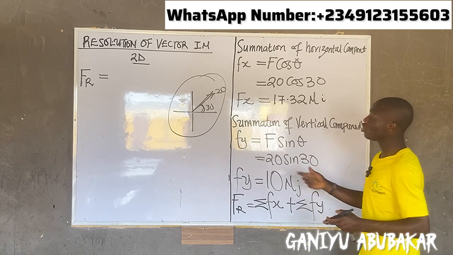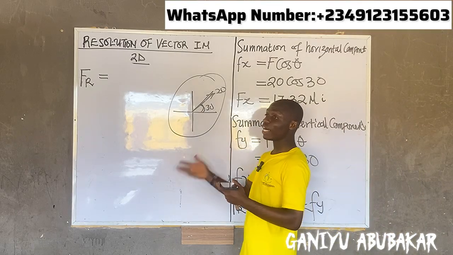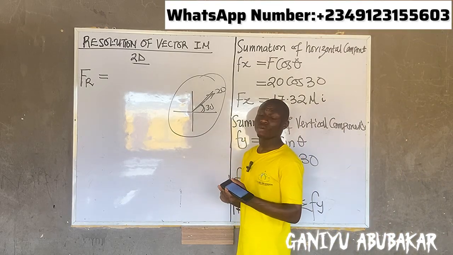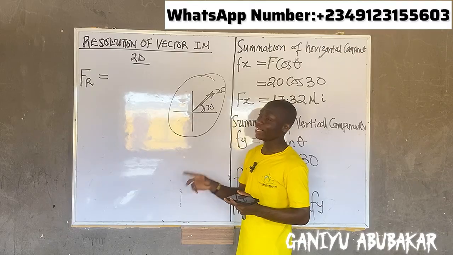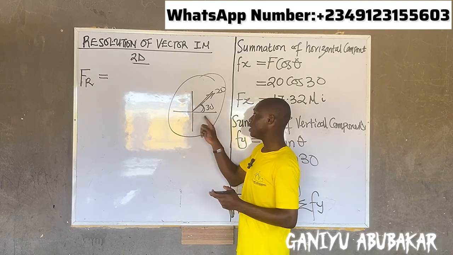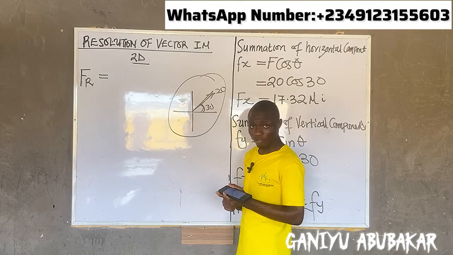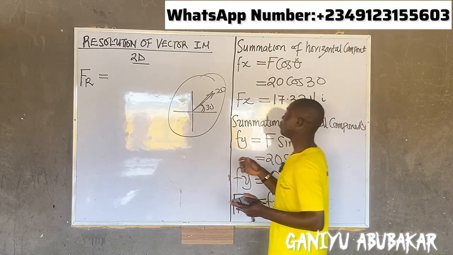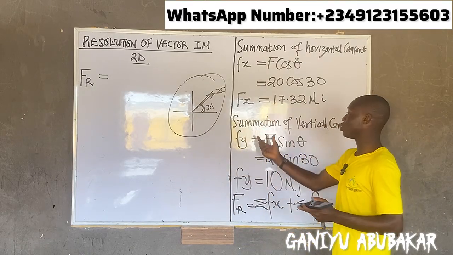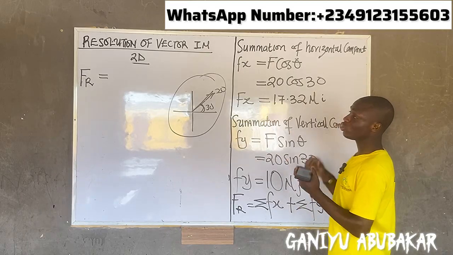But I'm saying that summation is used when you have more than one F of x, more than one F of y in a question. In this case, my F of x is just one value, F of y is just one value, right? So I shouldn't have used summation, but let's go with it this way.